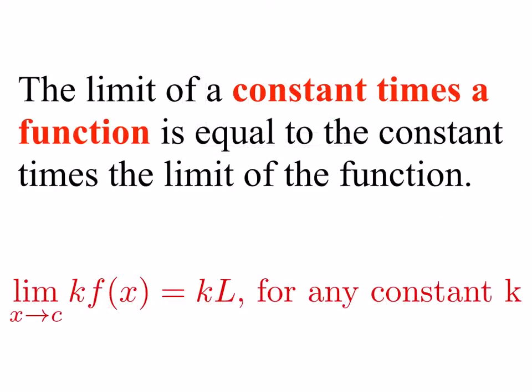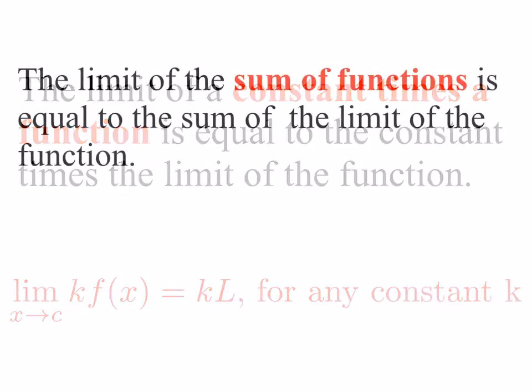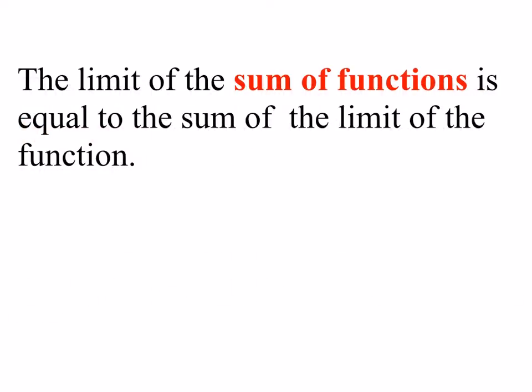So now let's consider some properties of limits. One of them is that the limit of a constant times a function is equal to the constant times the limit of the function. That means that for constants times functions, the constants can just be factored out and then multiplied by the limit. The limit of the sum of functions is equal to the sum of the limits of the functions.